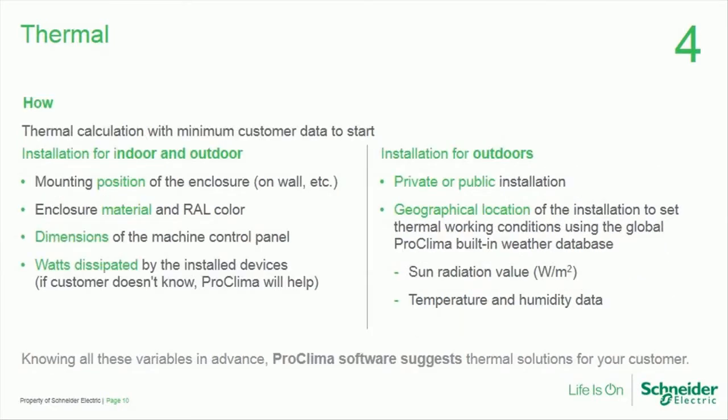How? Thermal calculation with minimum customer data to start. Installation for indoor and outdoor. Mounting position of the enclosure, on wall, etc. Enclosure material and or color. Dimensions of the machine control panel. Watts dissipated by the installed devices. If the customer doesn't know, Proclimer will help.